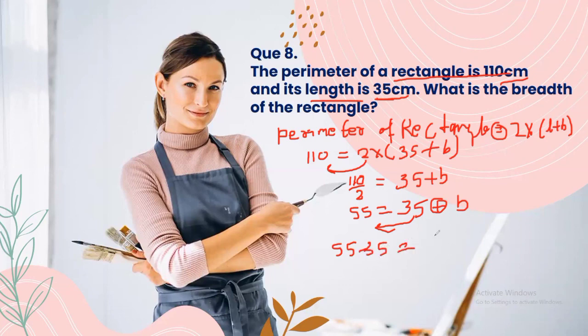55 minus 35 is equal to breadth b. 55 minus 35 will be 20. So answer will be 20, and this is the breadth. So b is equal to 20, and the unit will be centimeter. So this is 20 centimeter, the breadth of the rectangle whose perimeter and length are given. So this is the question number 8. The rest of the questions we will solve in the next video.